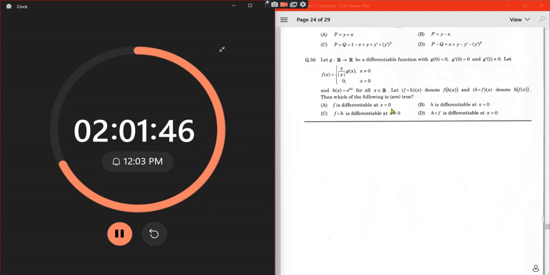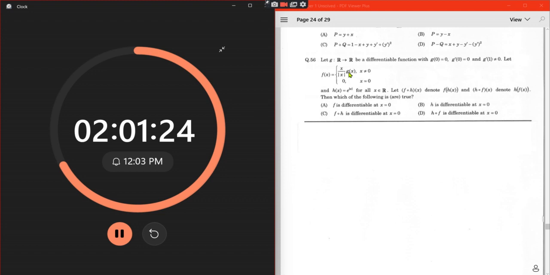F is differentiable at x equal to 0. Okay, एक साइड पे क्या आ जाएगा, just signum of x times g dash. वो तो अपने आप 0 दोनों साइड पे हो ही जाएगा. That just means, yeah, in fact it is differentiable at 0. So A is correct.